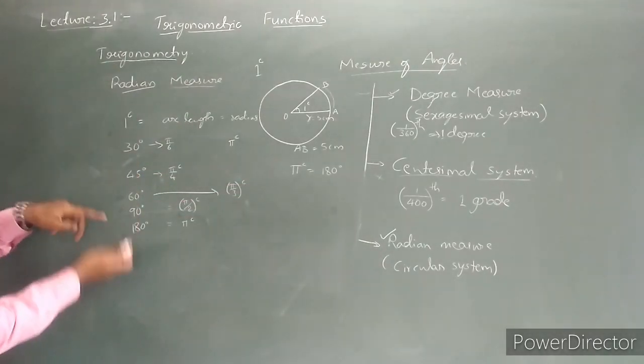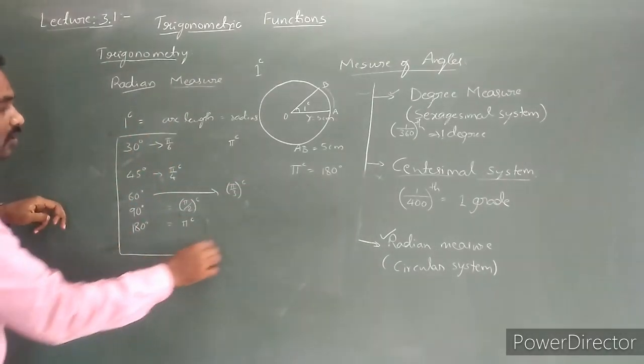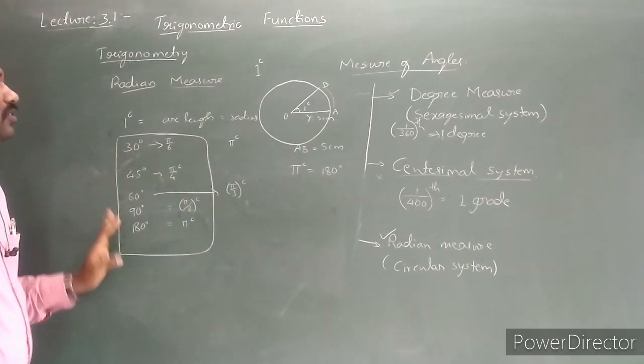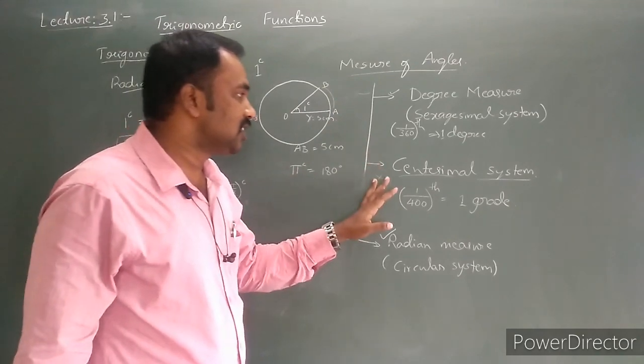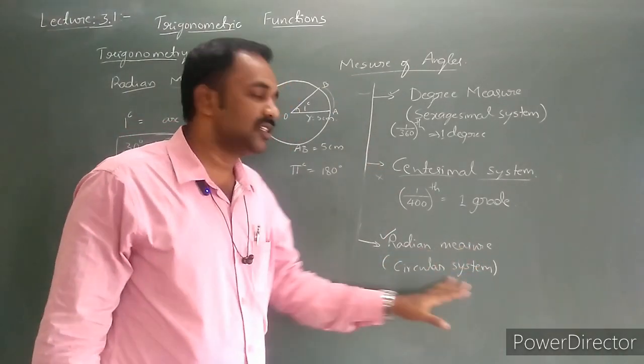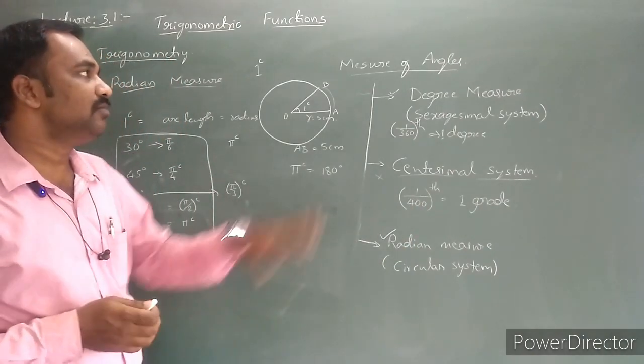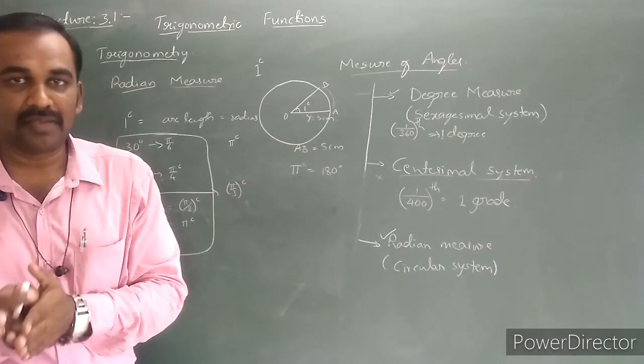These are the degree measures and these are the radian measures. This is the difference between the degree measure, the centesimal system, and the radian measure or circular system. So these are the 3 measures of angles. Different names I am just giving.